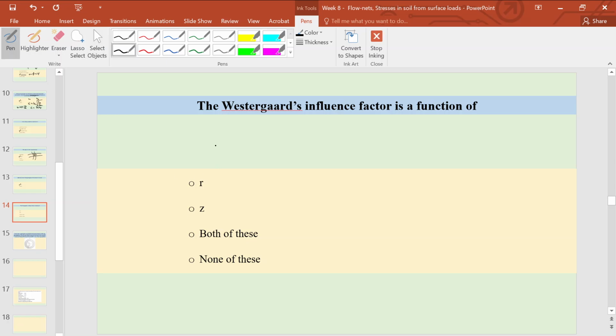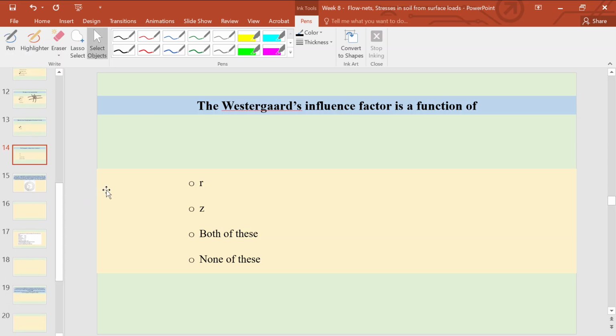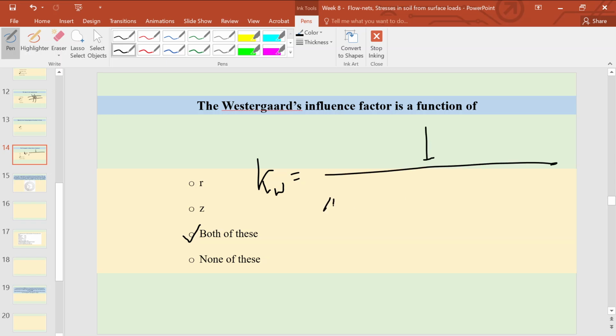Westergaard's influence factor is a function of R, Z, both, none. What is the answer? Both of these. Yes, both of these. What is the formula for Westergaard's influence factor? Please tell me. 1 by pi, yes, in bracket, whole bracket.